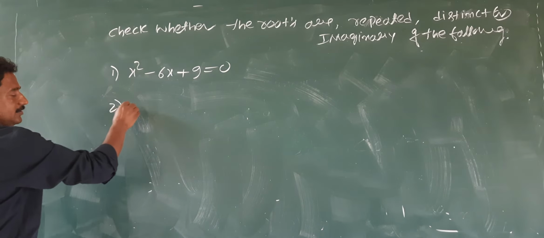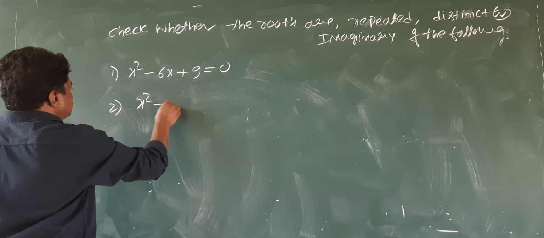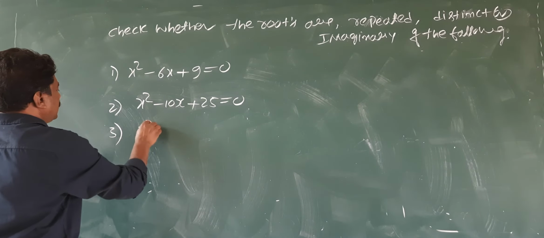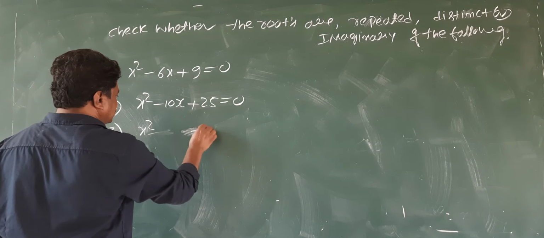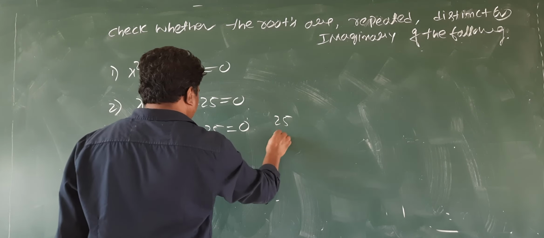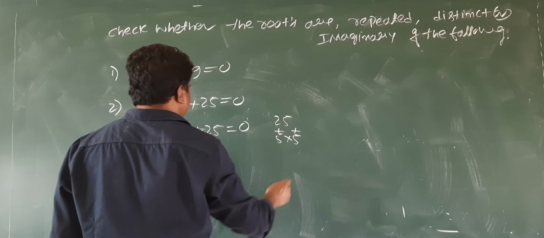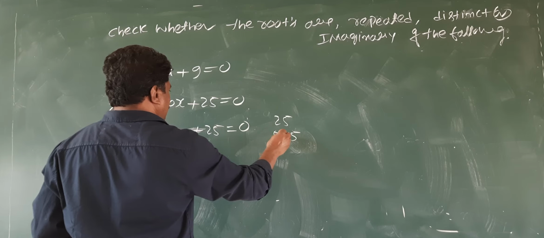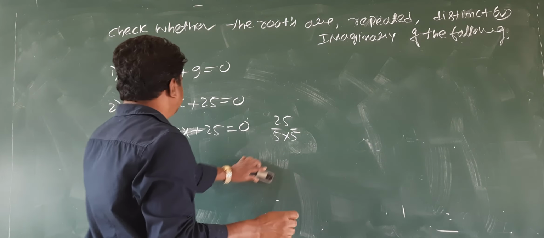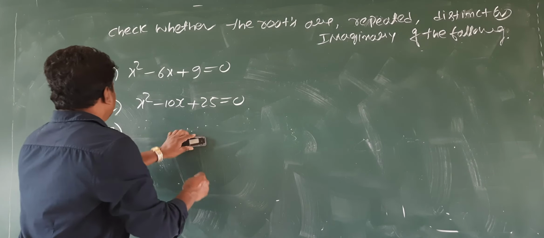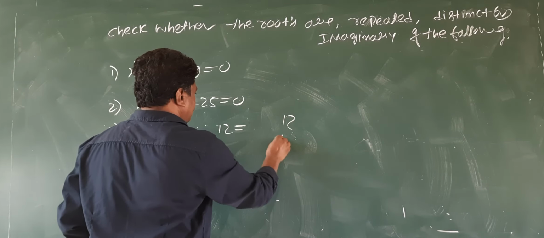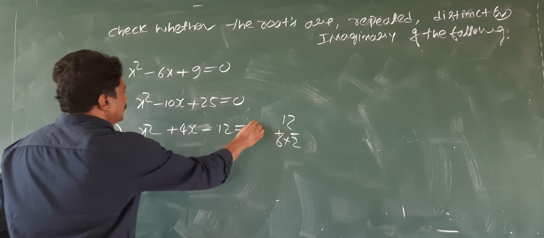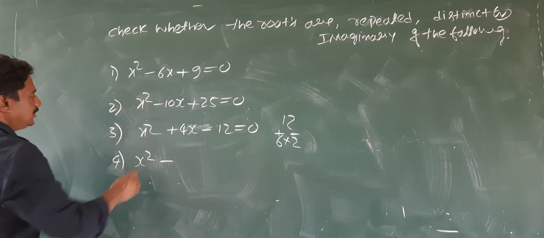One more question, x square minus 10x plus 25 equals 0. Next question, x square plus 4x minus 12 equals 0.